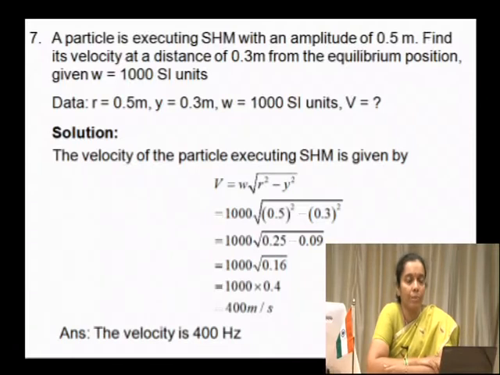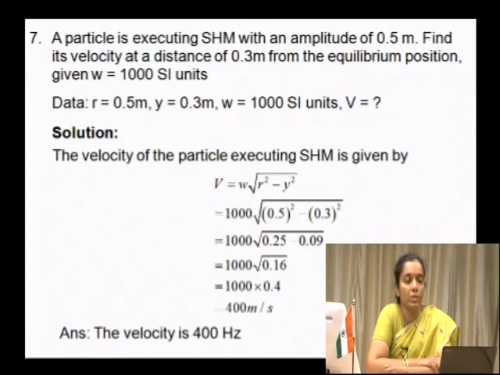The next problem: a particle is executing simple harmonic motion with an amplitude of 0.5 meter. Find the velocity at a distance of 0.3 meter from the equilibrium position, given the angular velocity omega is equal to 1000 SI units. So, the data given to us: amplitude r is equal to 0.5 meter, the displacement y is equal to 0.3 meter, the angular velocity omega is 1000 SI units.